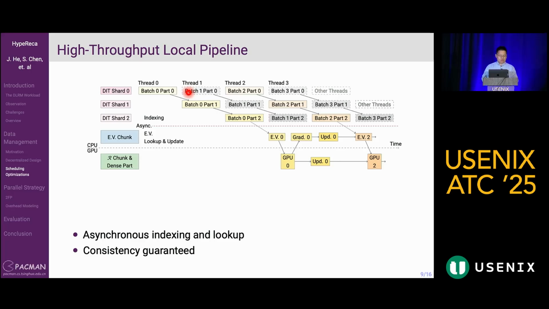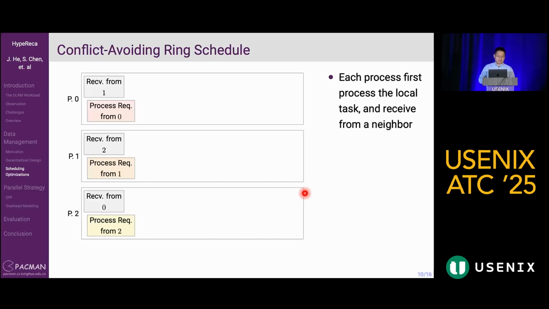This indexing pipeline works asynchronously with the lookup operation because, as I mentioned before, the indexing could happen well before the training iteration starts, and the lookup could only be called before each iteration. And consistency is still guaranteed by this mechanism. Okay, then this is how DITs handle queries.